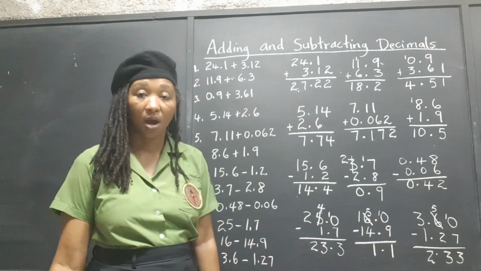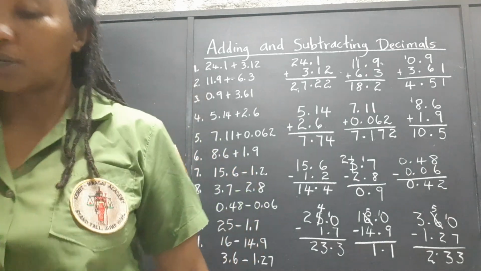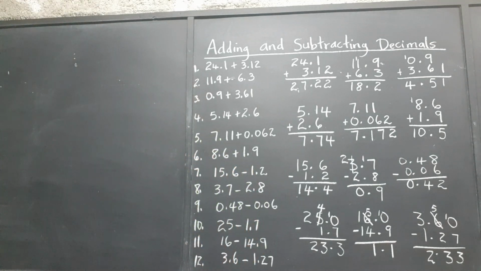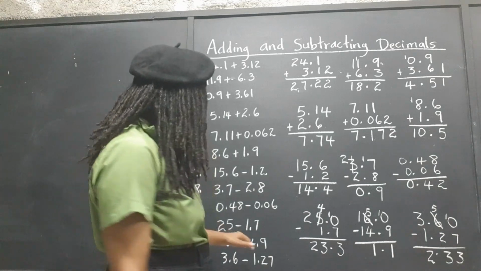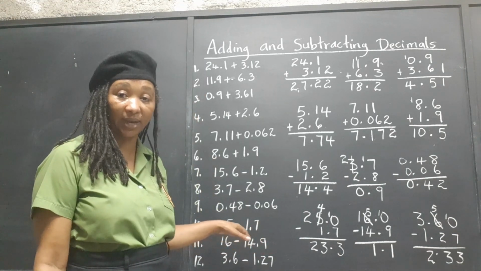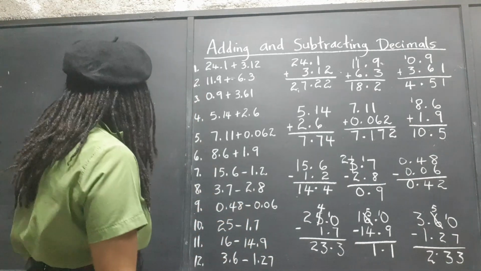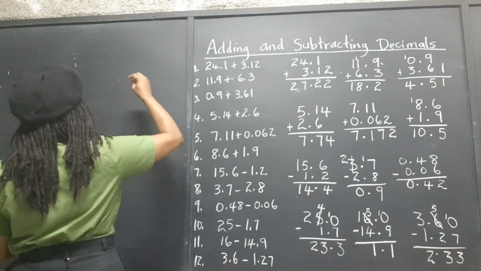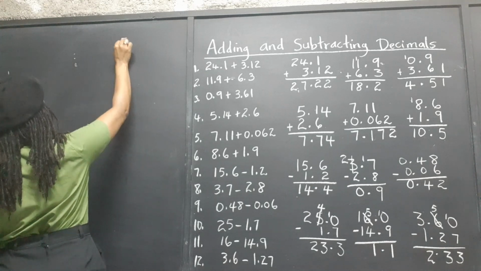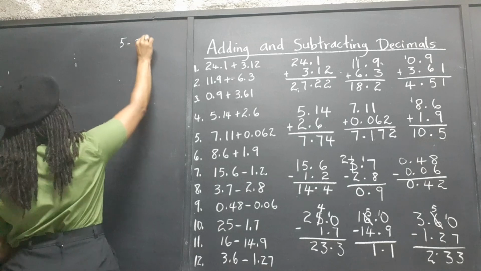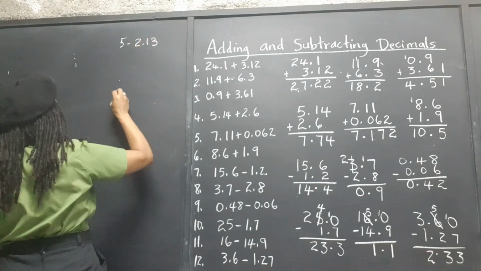Okay? Alright, now I feel like I want to give you some more practice with subtracting the whole numbers, right? So let's just do a couple more, maybe about 4 more. 5 take away 2.13.